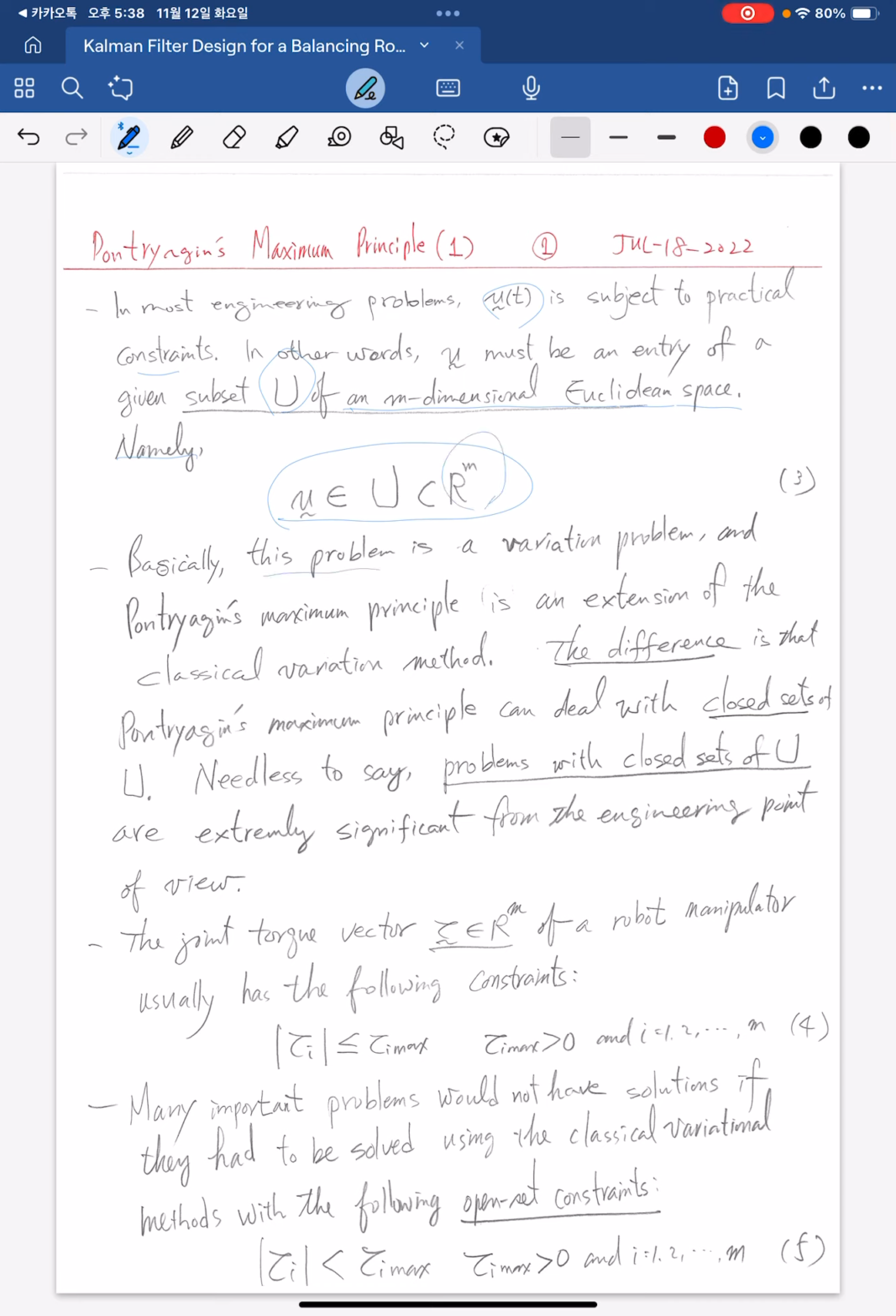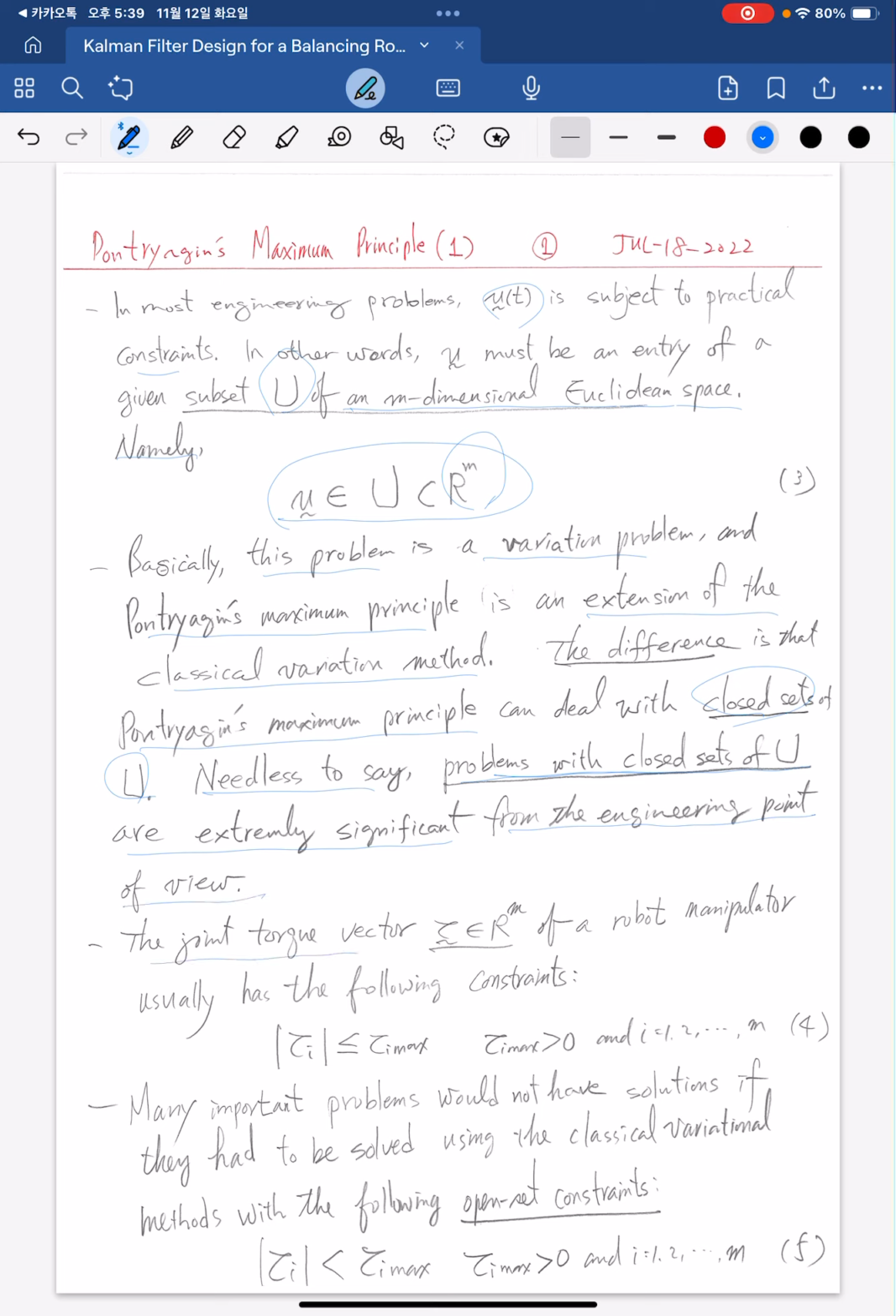Basically, this problem is a variation problem, and Pontryagin maximum principle is an extension of the classical variation method. The difference is that Pontryagin maximum principle can deal with closed sets of u. Needless to say, problems with closed sets of u are extremely significant from the engineering point of view.